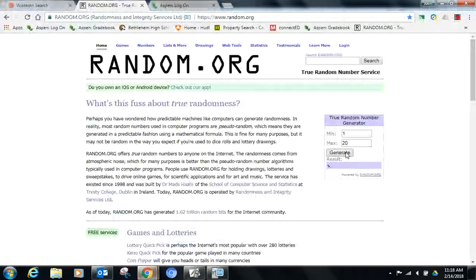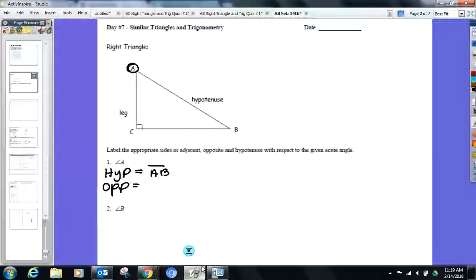Okay, I'm not going to wait today. Opposite angle A, CB. And what's the side adjacent to AB? AC. When I say adjacent, I mean a leg that's adjacent, not the hypotenuse.